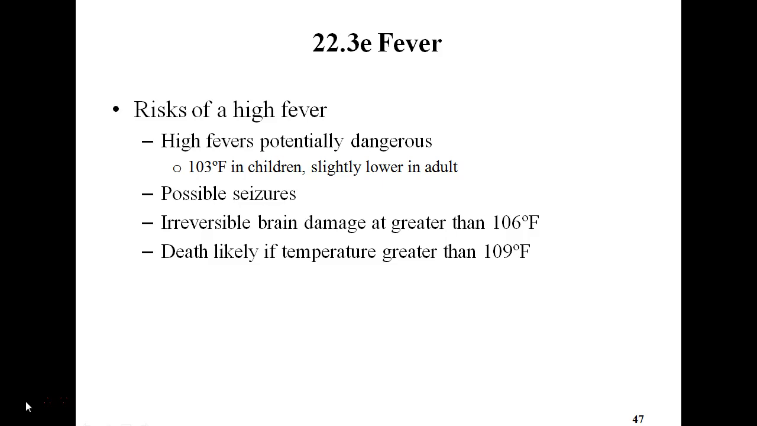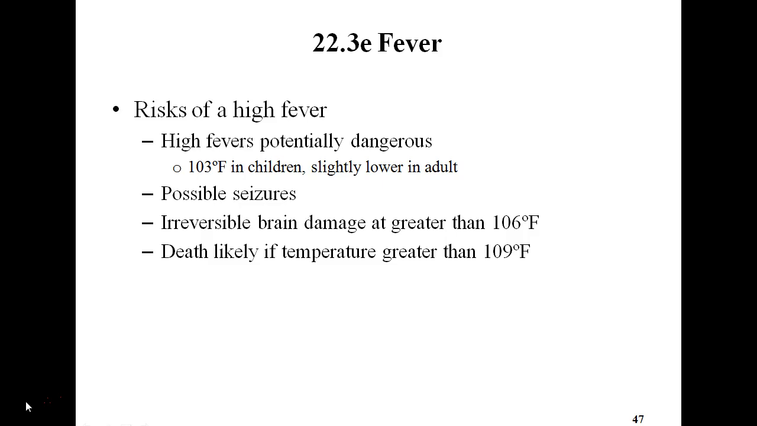High fevers are dangerous because of changes in the metabolic pathways. And that's because we can get so hot that we might denature certain proteins in the human body. So we do need to treat a high fever. Seizures may occur at a sustained body temperature above 102 degrees Fahrenheit. And brain damage might occur in body temperatures greater than 106 degrees Fahrenheit. And death is likely when the human body reaches a temperature of 109 degrees Fahrenheit or greater.